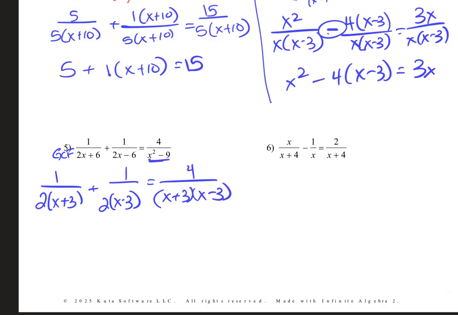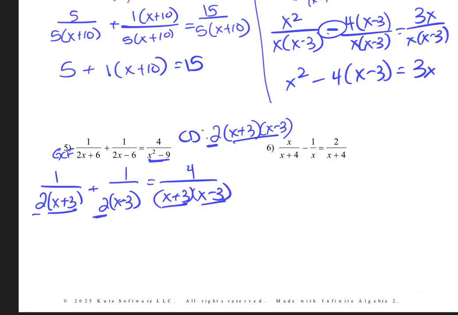Okay, so when you're finding the common denominator here, we need a 2 and an x plus 3. The first one, just rewrite the first one. This one has a 2 already. We already have the 2, but it needs an x minus 3. And this one has an x plus 3 and an x minus 3. We have that already. So when you go through it, that's the process you want to go through.